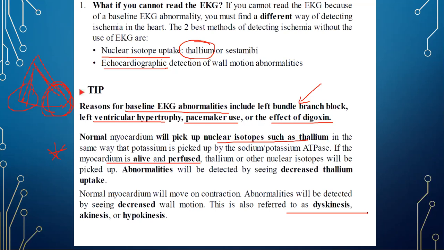So when you find out that this patient is high risk chest pain, but ECG normal, troponin normal, everything is normal, then you should do either an exercise tolerance test or a thallium scan or echocardiogram. If baseline ECG is normal, you go for exercise tolerance test. If baseline ECG has some abnormality like left bundle branch block, left ventricular hypertrophy, or pacemaker, then you go for thallium scan or echocardiogram.